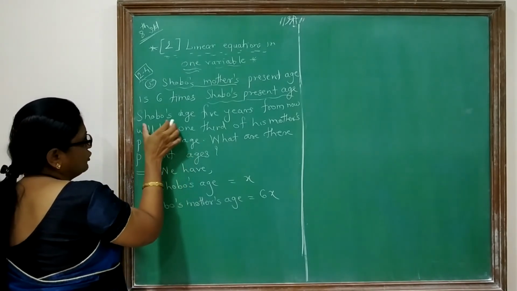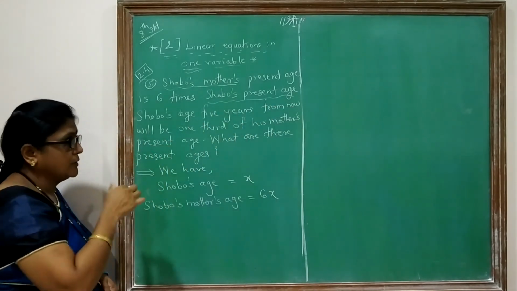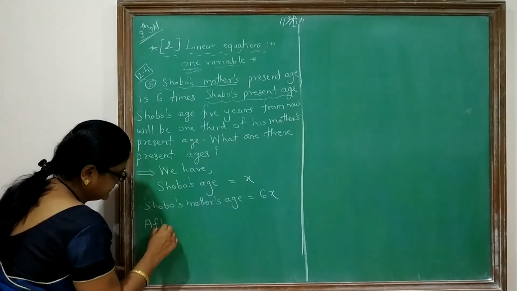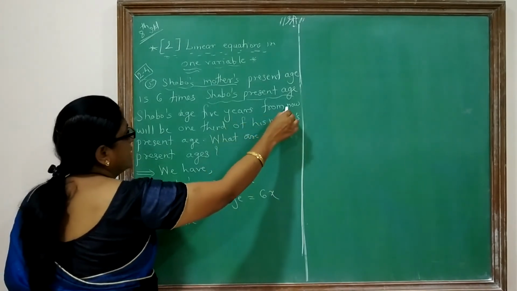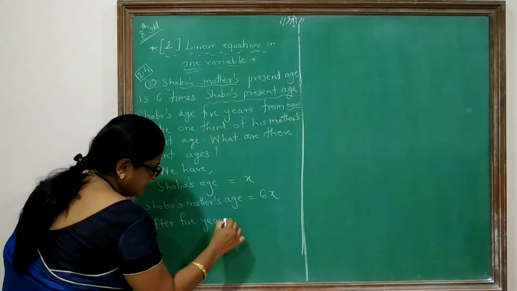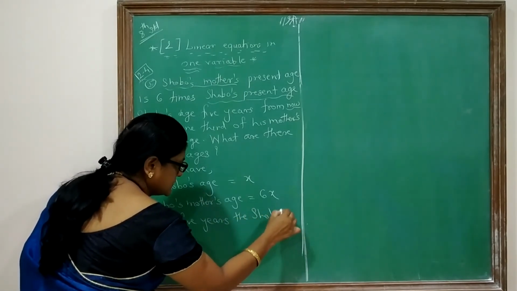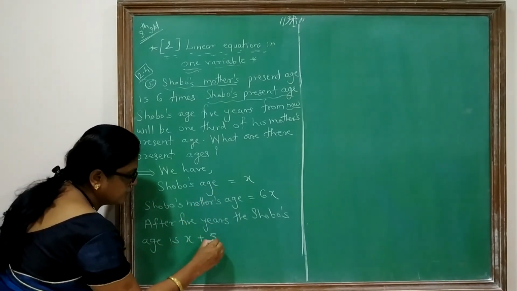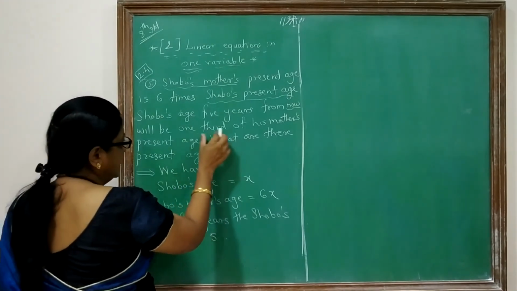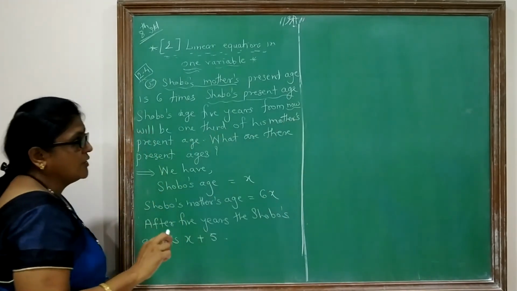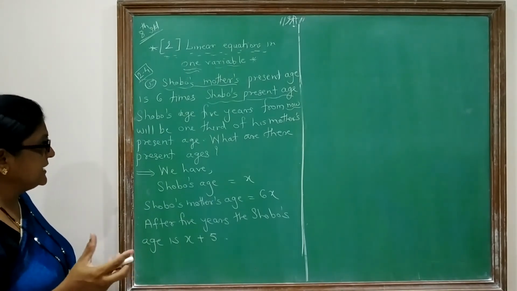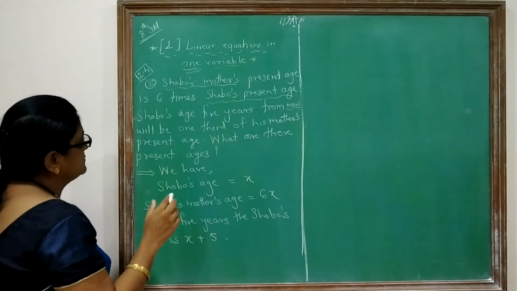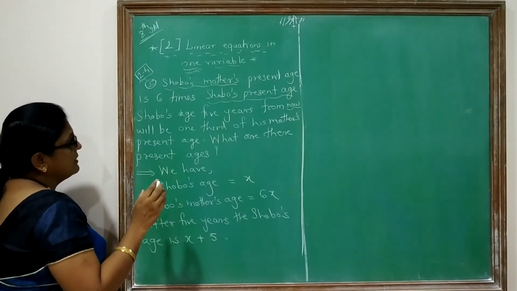Then your next sentence is what? Shobo's age 5 years from now. Means after 5 years, the Shobo's age is x plus 5, because the word now is taken, after 5 years. Here present age is x, then after 5 years you will write x plus 5. 1/3 of his mother's present age means first you will write this sentence and then you will make the equation.